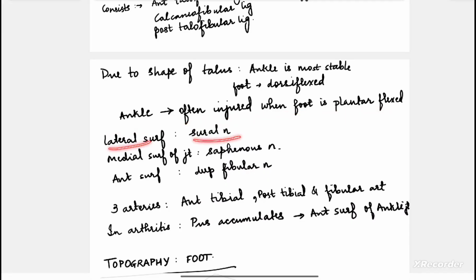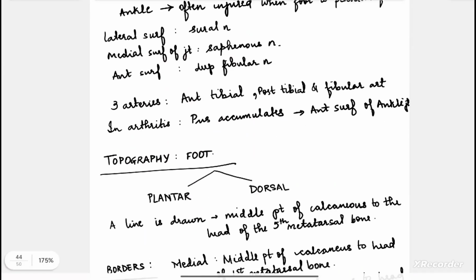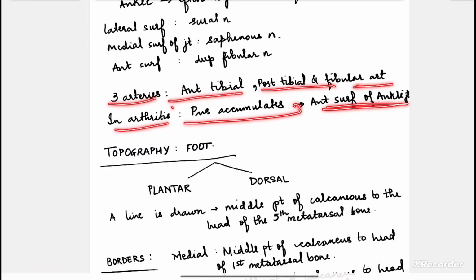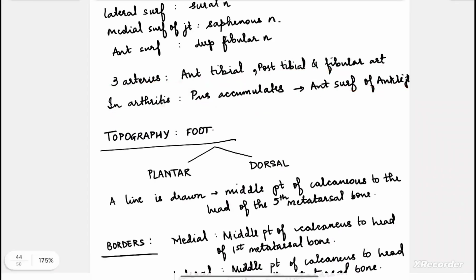On the lateral surface is the sural nerve, the medial surface of the joint has the saphenous nerve, and the anterior surface has the deep fibular nerve. There are three arteries: anterior tibial, posterior tibial and fibular artery. In arthritis, pus may accumulate on the anterior surface of the ankle joint.